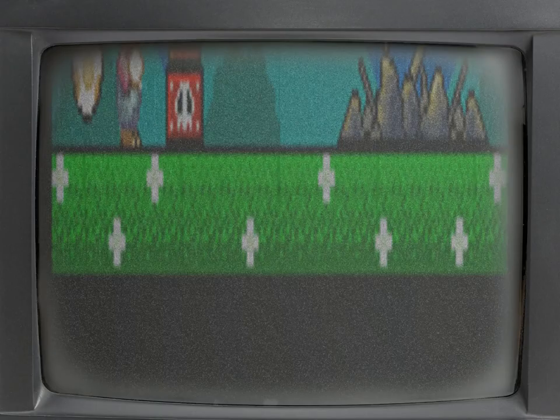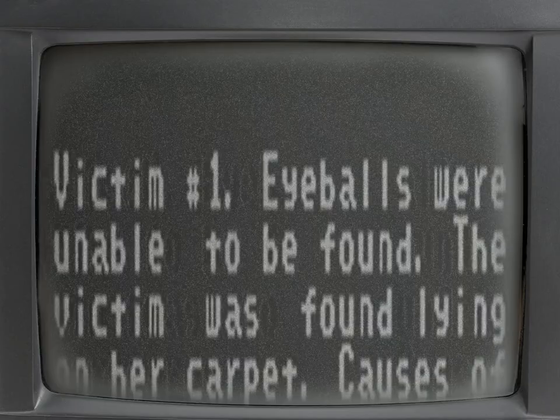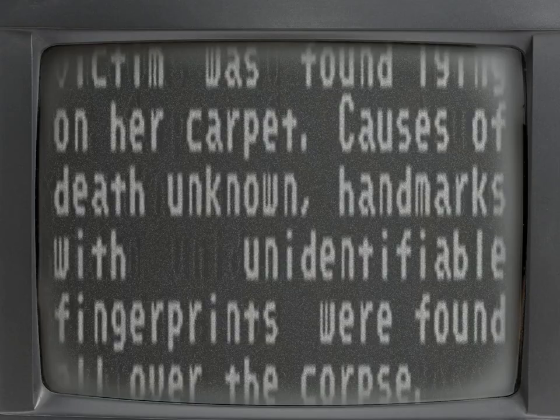Victim number one. Eyeballs were unable to be found. The victim was found lying on her carpet. Causes of death unknown. Hand marks with unidentifiable fingerprints were found all over the corpse.